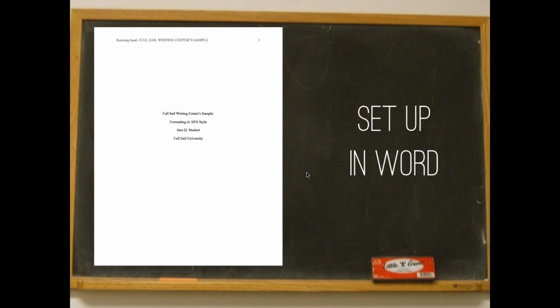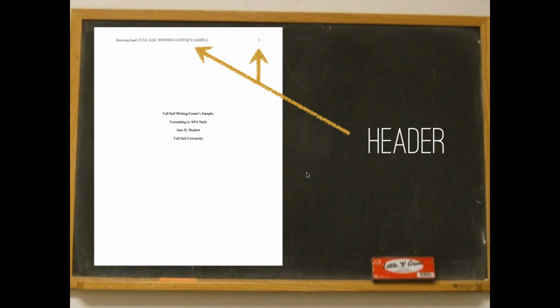All right, so let's look at the elements of the title page. Every title page has a header, the words running head, followed by a colon, and the title of your paper, which should be in all caps, appears flush left on the header. Now, one thing to be aware of is if you look at what's in our header, Full Sail Writing Center's sample, this is different from the entire title, which is Full Sail Writing Center's sample formatting in APA style. So what actually shows up in your running head is a shortened version of your title.